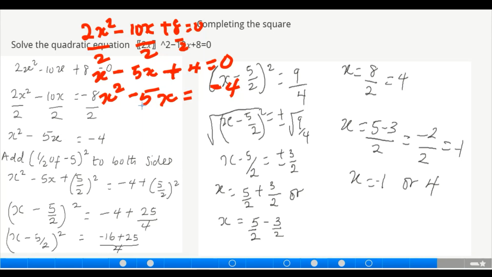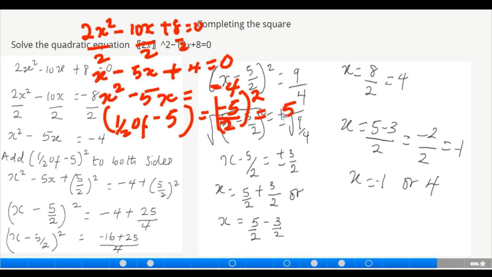Now this is the coefficient of b. The rule says that we should take half of the coefficient of b and find the square. So now half of the coefficient of b, which is minus 5, is what? That's going to be minus 5 over 2. That is, we are multiplying 1 over 2 times minus 5. Now let's find the square of it. The square of this is going to give us what? 5 over 2 all squared.